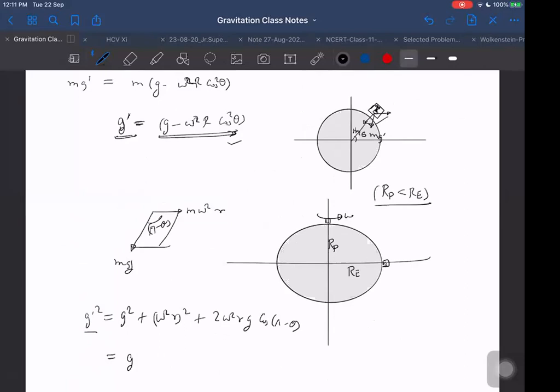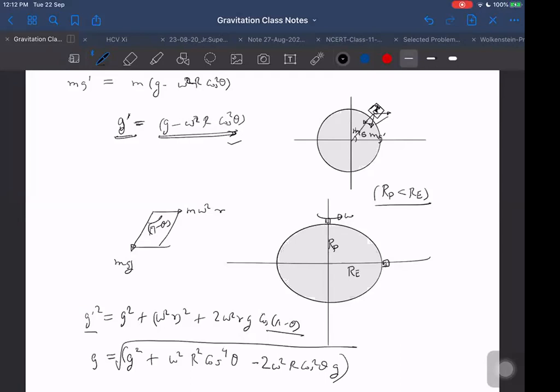Now you do something with whatever we are getting. Cos of pi minus theta will be minus cos theta. We are getting g square plus omega square r square, then it will become omega power 4 r square cos raised to power 4 theta, minus 2 into omega square r cos square theta into g, all under the root.